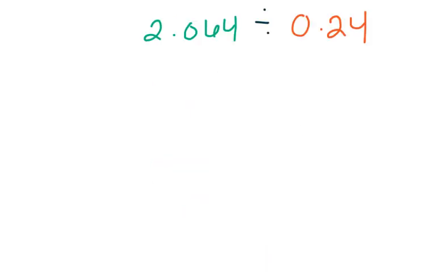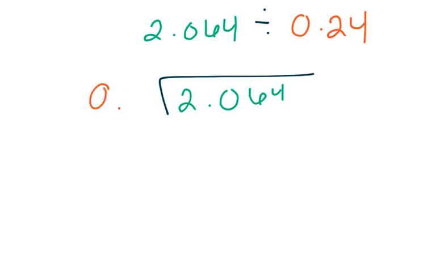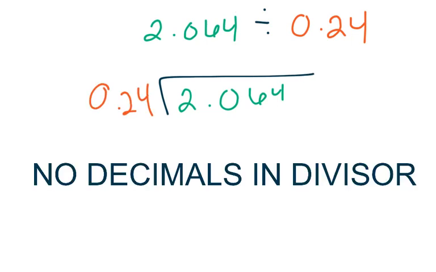Let's go! Let's take this problem and turn it into a long division problem. So to set this up, I'm going to put my 2.064 divided by 0.24. The important rule to remember here is that there will be no decimals in our divisor.